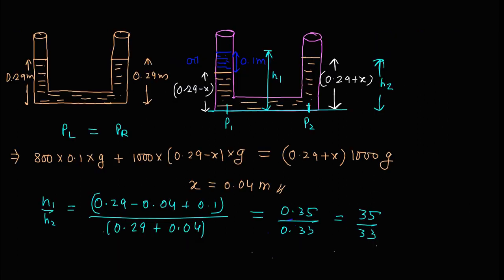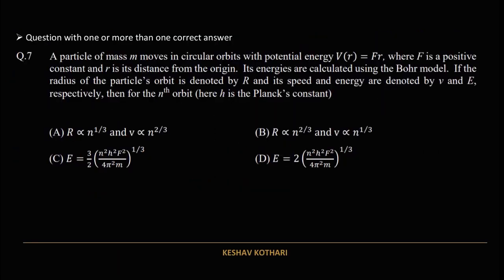So now we are entering questions with one or more than one correct type answers. So let us begin with problem number 7. It states a particle of mass m moves in a circular orbit with potential energy variation Fr, where F is a positive constant and r is its distance from the origin. Its energies are calculated using the Bohr model.